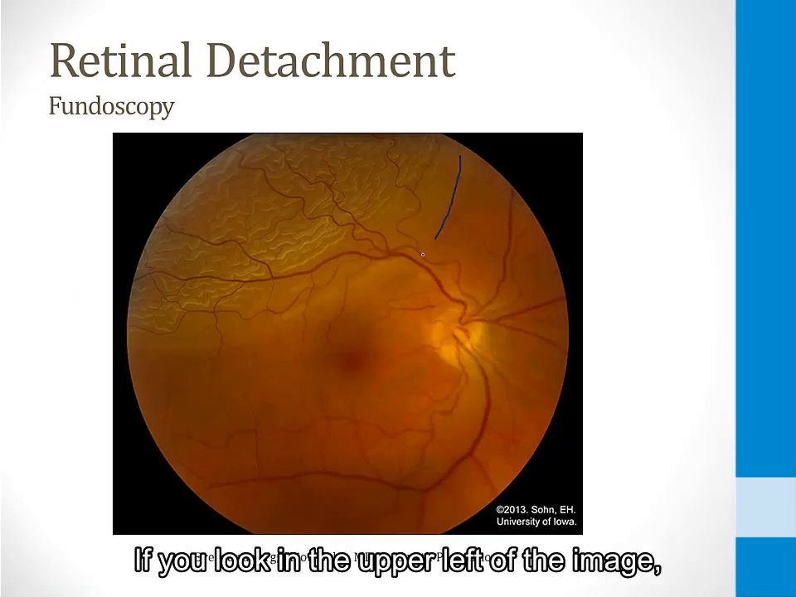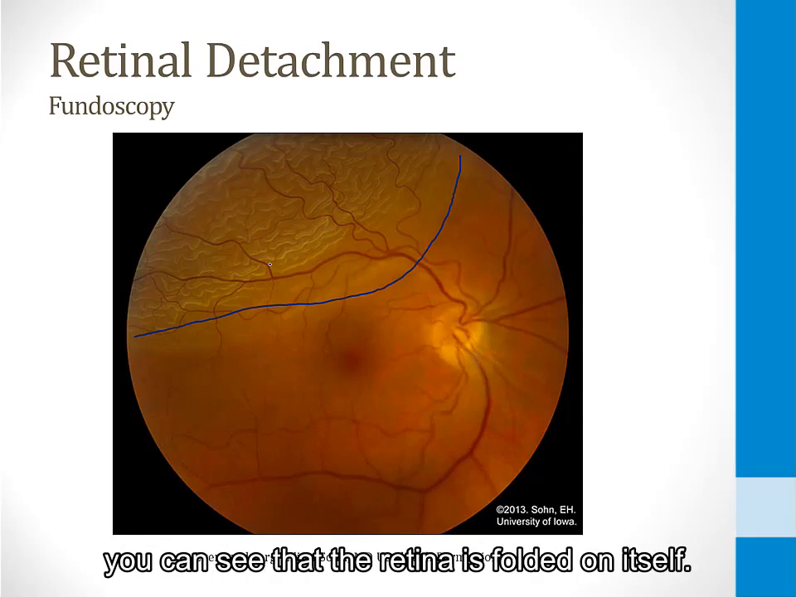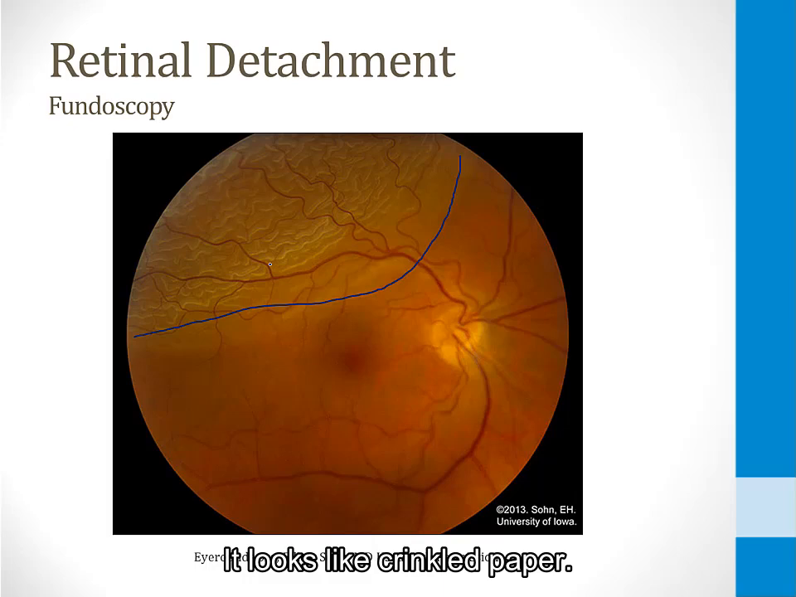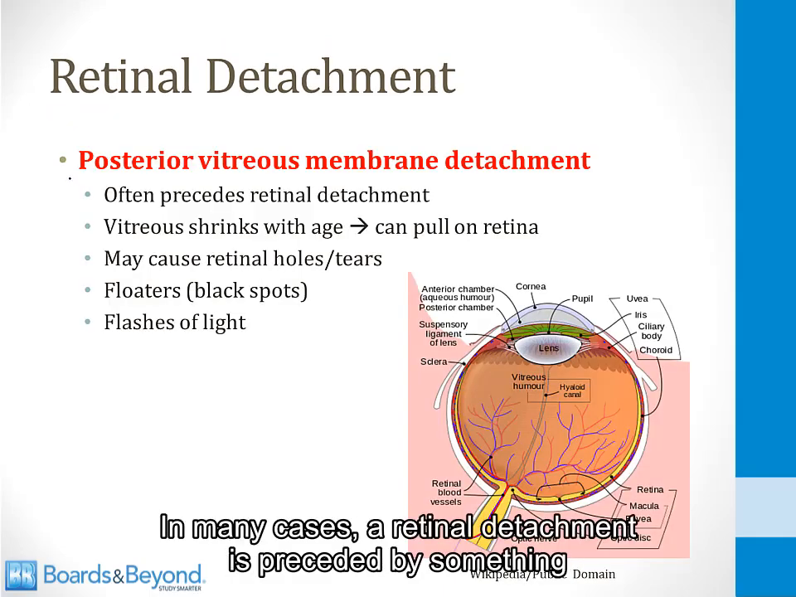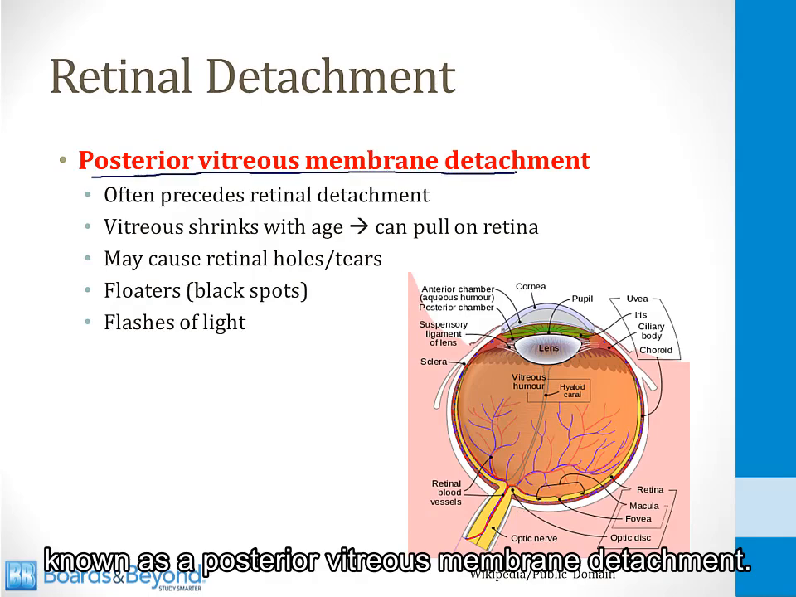If you look in the upper left of the image, you can see that the retina is folded on itself. It looks like crinkled paper. In many cases, a retinal detachment is preceded by something known as a posterior vitreous membrane detachment.